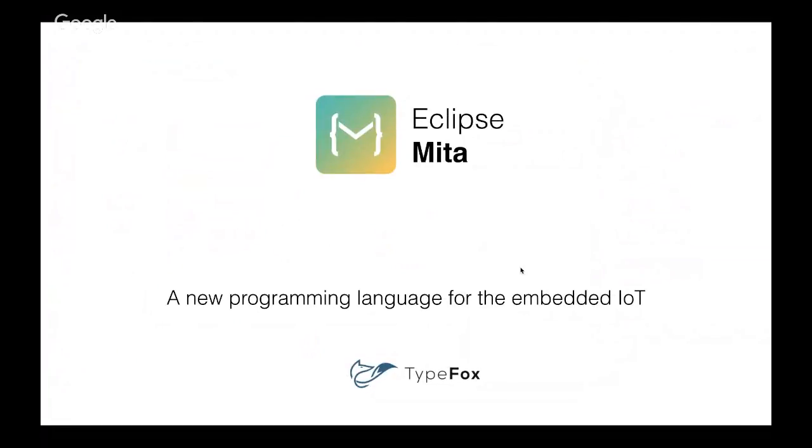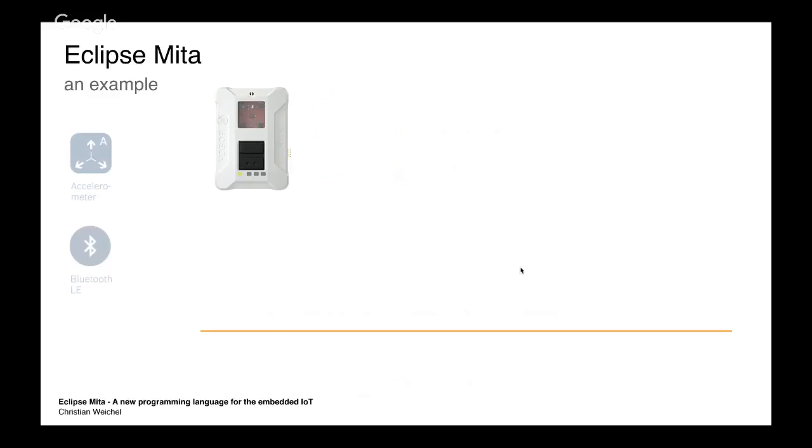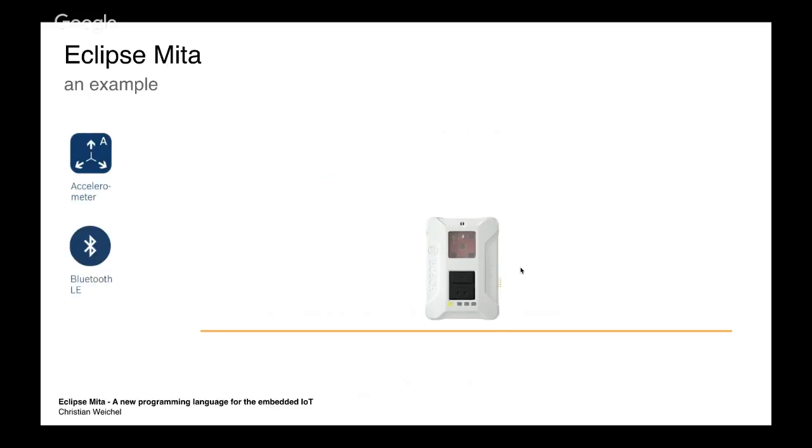Cool. So yeah, today's about Eclipse Mita, which is a new programming language for the embedded IoT. And before we dive into all the details, let's have a first look at it. What is it actually doing, and what do we mean when we say embedded IoT? Let's suppose we wanted to create a simple shock detector, a device that, if dropped, would use an accelerometer to detect that event and then send it out using Bluetooth Low Energy.